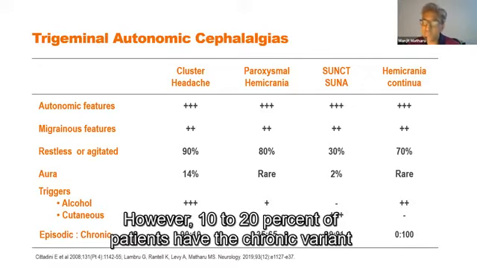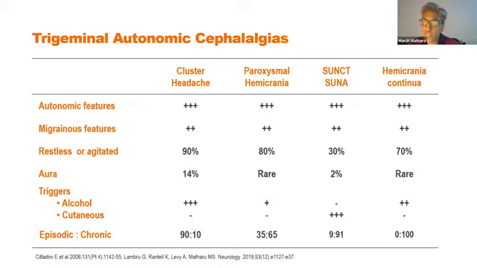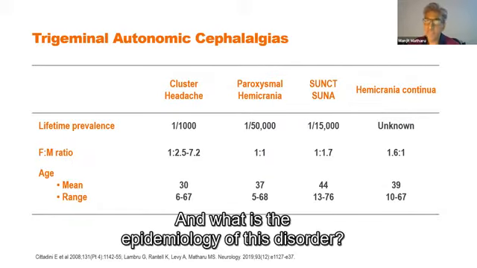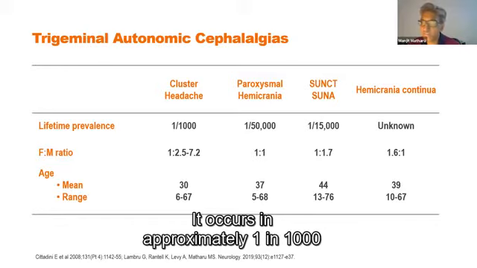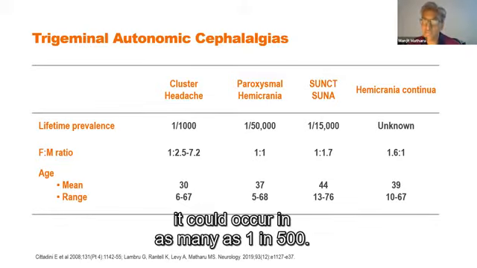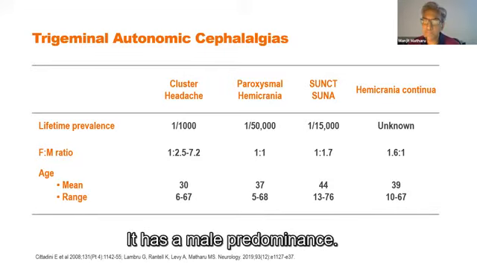However, 10 to 20% of the patients have the chronic variant, where they have daily attacks without any significant remission periods. And what is the epidemiology of this disorder? It occurs in approximately 1 in 1,000, with some of the studies showing that it could occur in as many as 1 in 500. It has a male predominance.